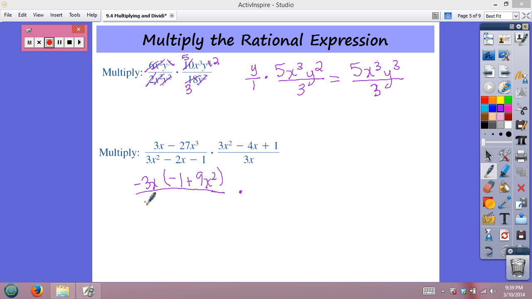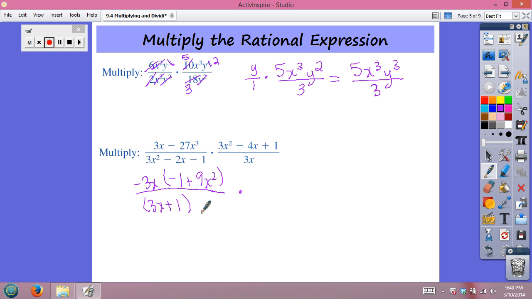Base can be factored into 3x plus 1 and x minus 1. And up here we can factor 3x minus 1 and x minus 1.